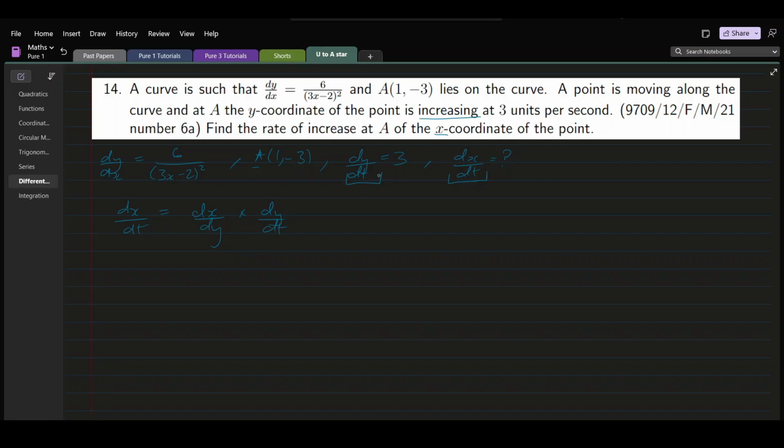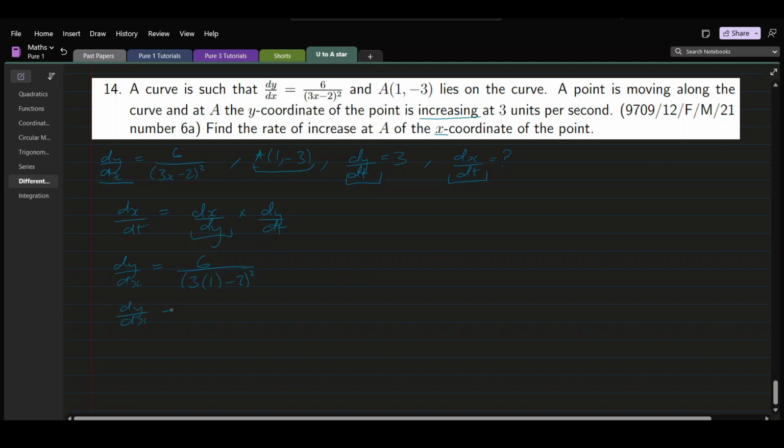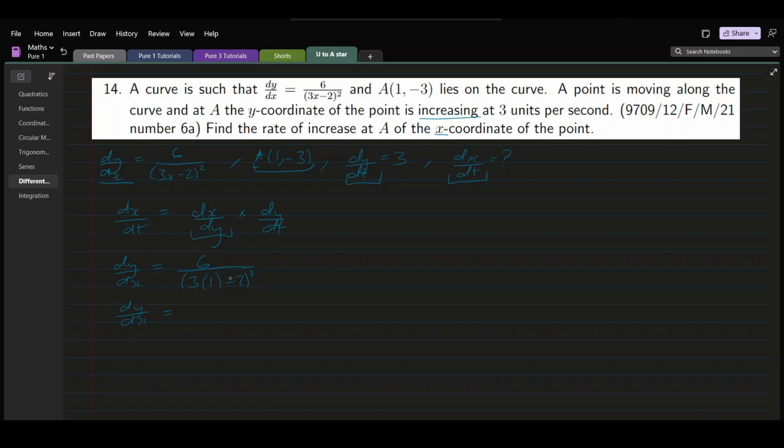So dy dt we already have. dx dy we can get from dy dx. So we are evaluating this at the point A. So dy dx at A would be equal to 6 over 3, the x-coordinate at A is 1, times 1 minus 2, this is squared. So let's punch that into the calculator, that is 6 over (3 minus 2) squared, so that's 6 over 1. That's 6.